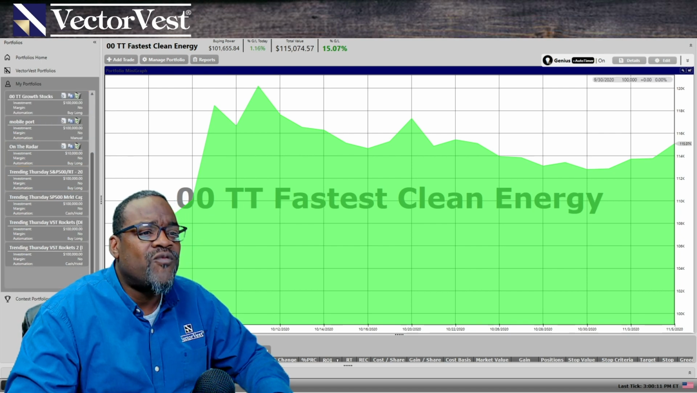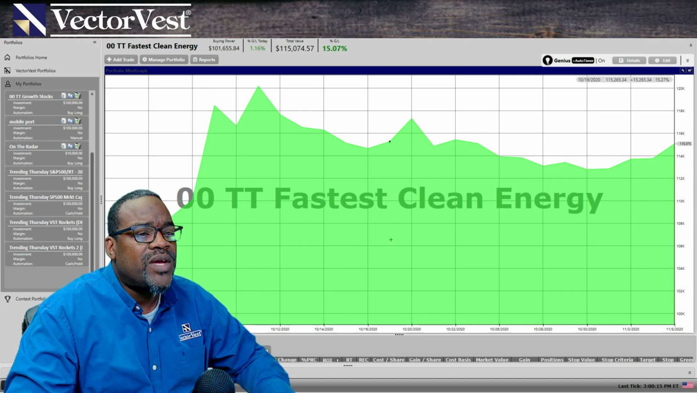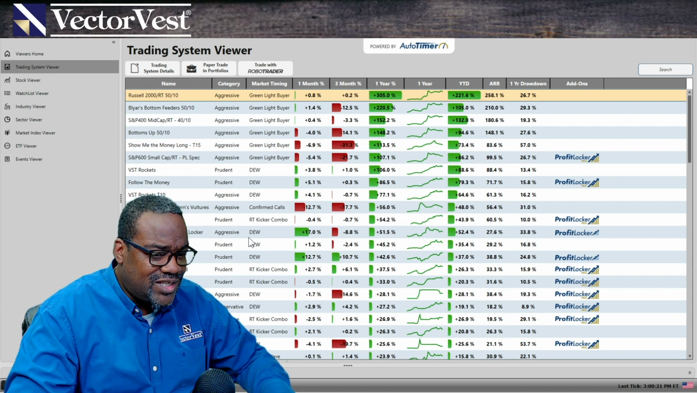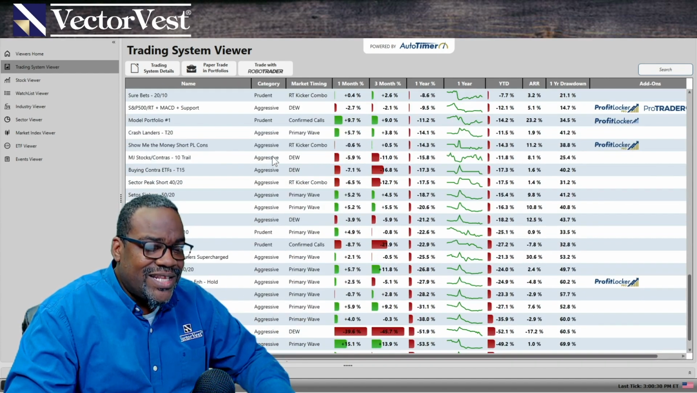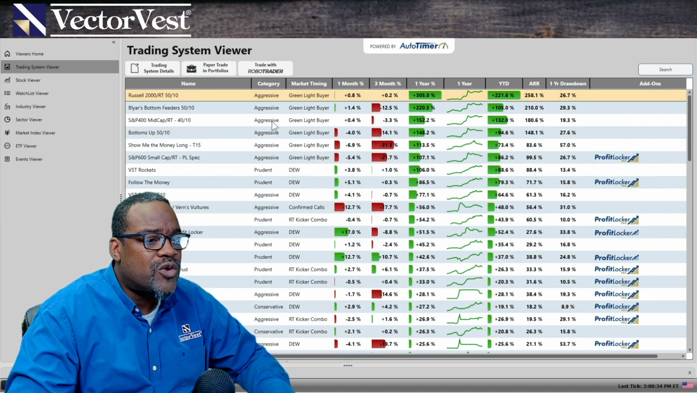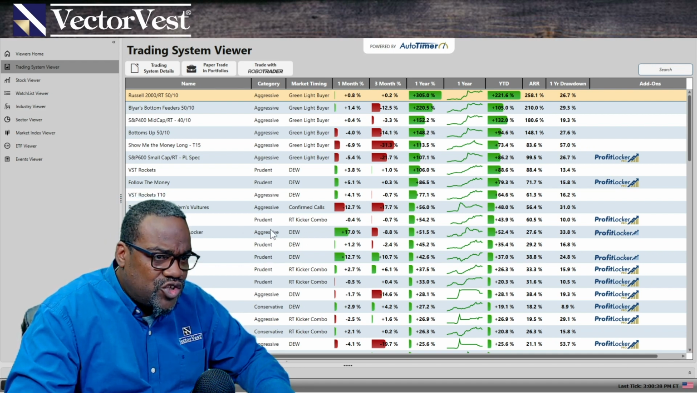One other thing to round out this segment. All right, in the viewers tab, we got something called the Trading Systems Viewer. These are systems that are put together that you can then jump on board with. All right, these are trading systems. These are tried and true trading systems that you can jump on board with if you don't have any idea of a trading plan. All right, so I wanted to show you that.